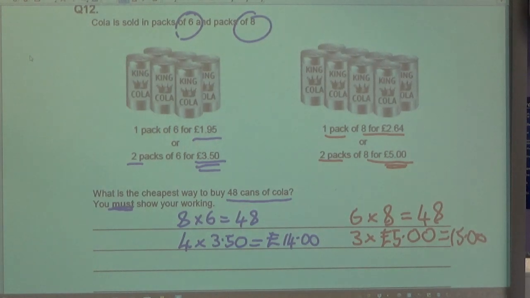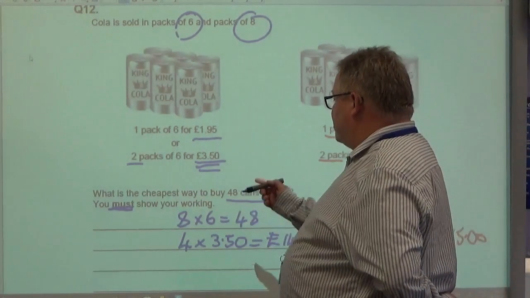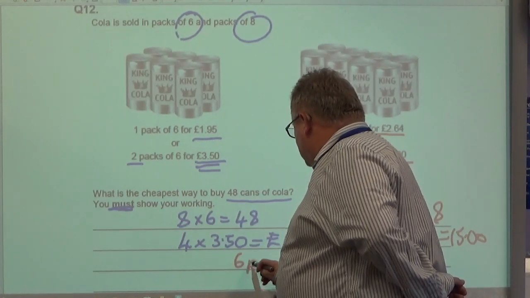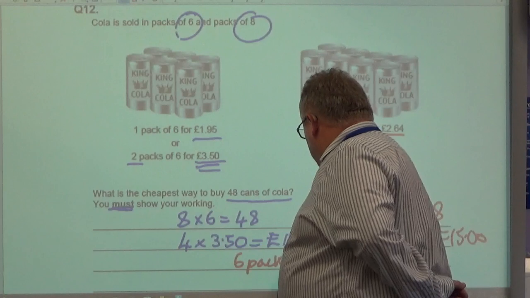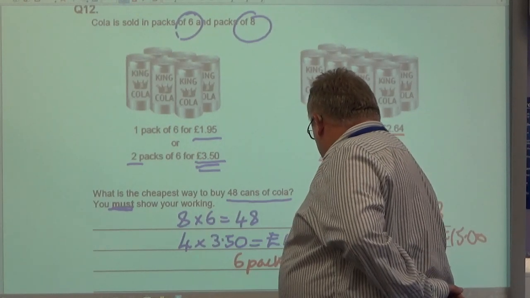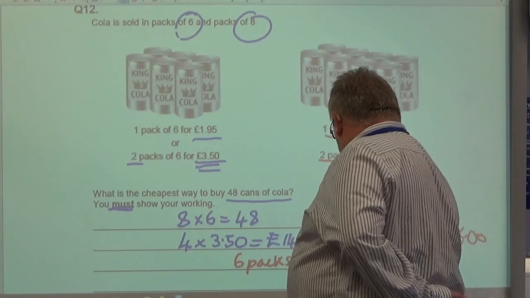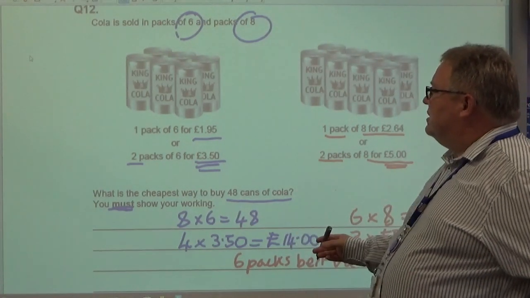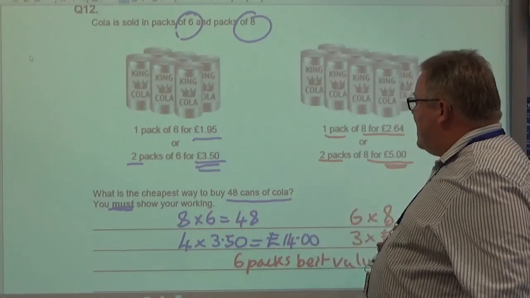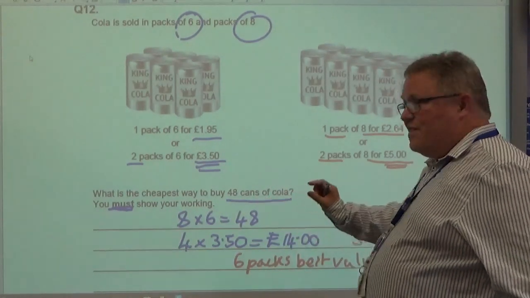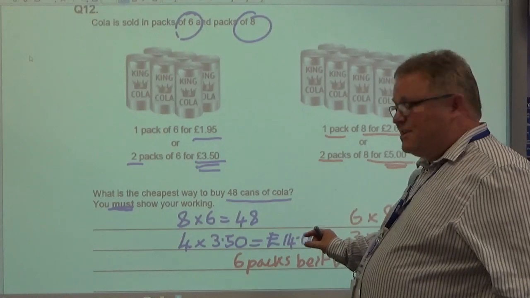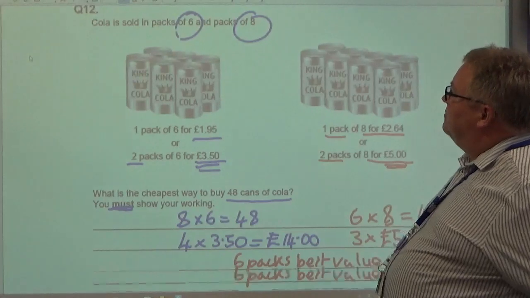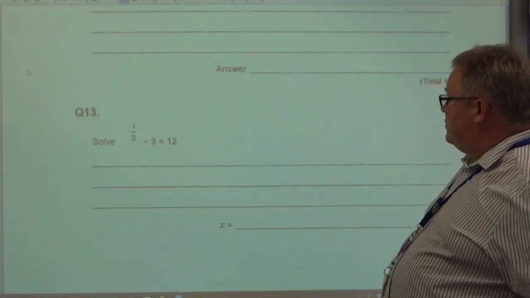So which is the best value? Yeah, we've got to say which is the cheapest. So it's the 6 packs, best value. Now when you get these sort of questions, when I'm marking mocks or looking at students' work, they often do all the working and then forget to answer the question, and that's normally a mark right at the end of it. So just make sure that you get 6 packs best value. Okay, brilliant. Third of a grade there.